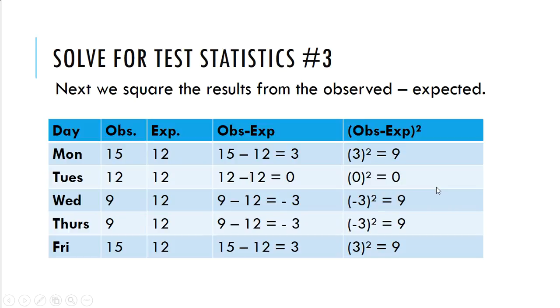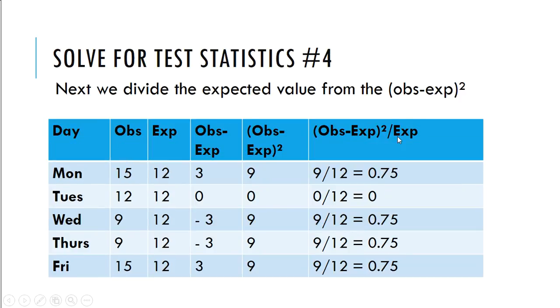We're going to square the observed minus expected. Why are we doing that? Because we want to get rid of those negative numbers. Remember I said before, your test statistic is going to be 0 or greater. This is why. All right, so all I do is square it. So for here, I just squared 3 on Monday to get 9. 0, I put it here. 0 squared is 0. Negative 3 squared is 9. Remember, when you square a negative, what happens? It becomes a positive. Okay, so that's observed minus expected squared.